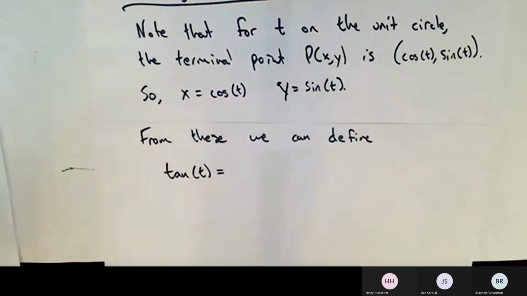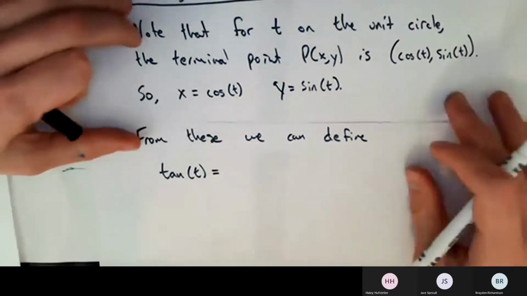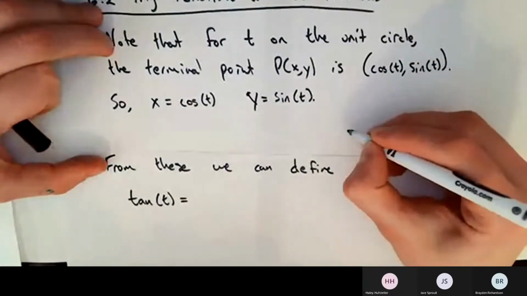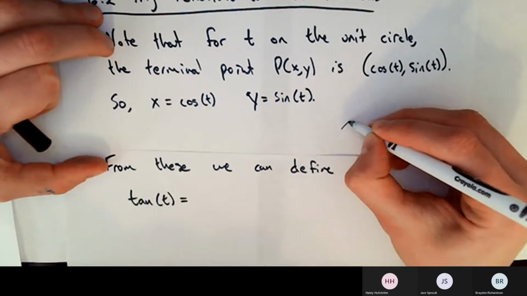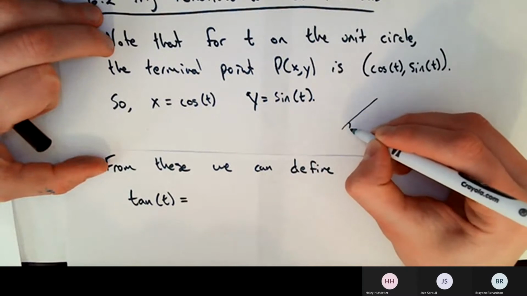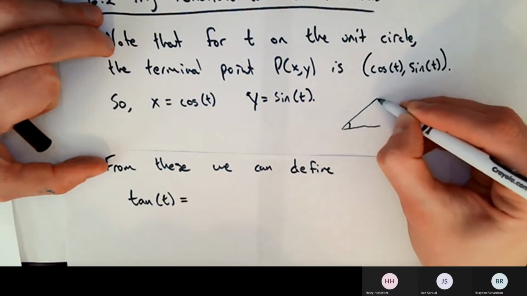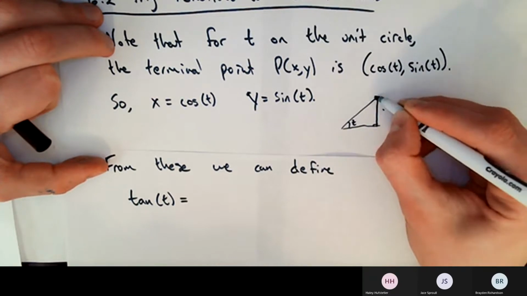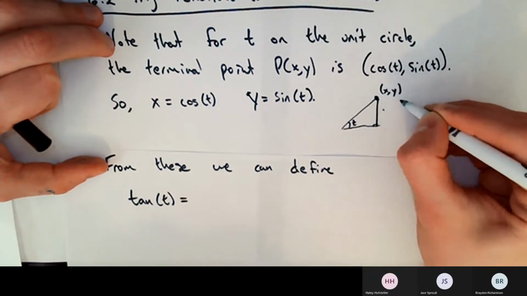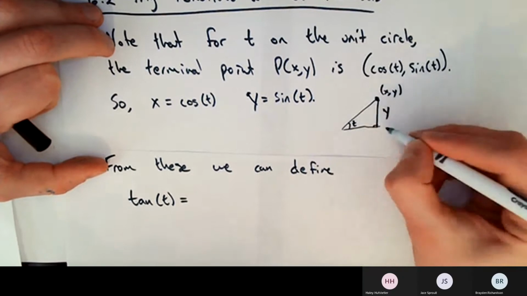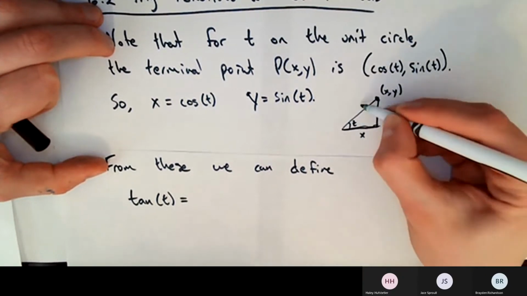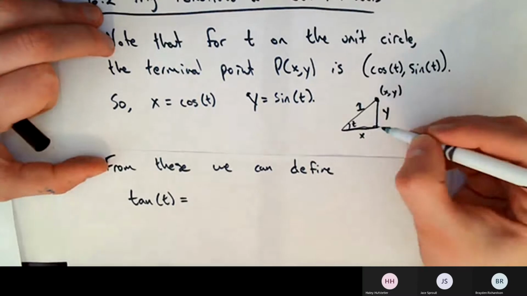How about for the bigger picture here? This is coming from a right triangle with some angle t here, and some coordinate point up here, x comma y. The height of the point is y, the horizontal distance is x, and of course the radius is 1 because we're on the unit circle.